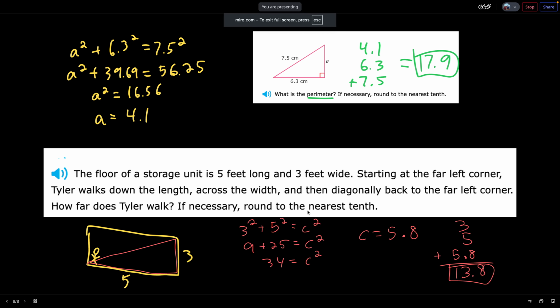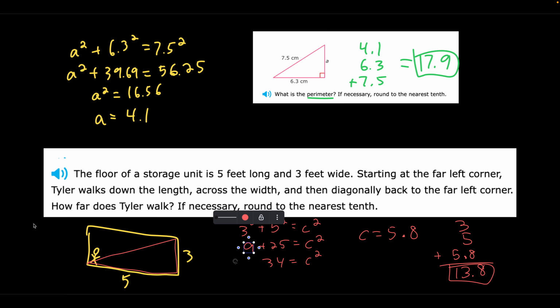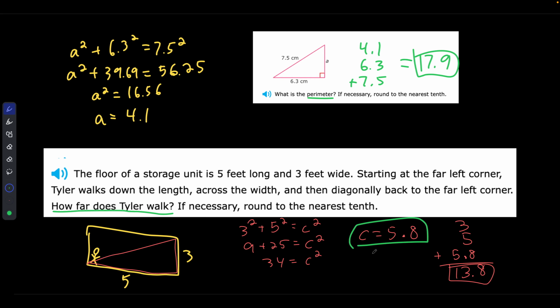And for the second problem, here is the work. Here is my wonderful drawing of the storage unit with Tyler the stick figure. And notice it says how far does Tyler walk? So this is also a perimeter problem. It's asking how far he walked around the storage unit. So you should have gotten c equals 5.8, and then you take that and add them all together, you get 13.8 as your final answer.